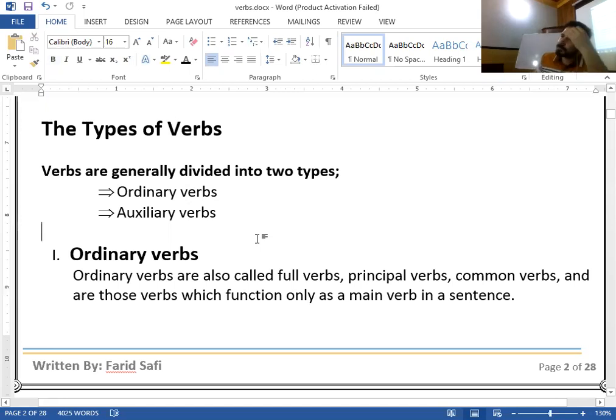It has got only one function. How many functions? One. It will always function as a father. But an auxiliary verb has got two functions. It can function as a son and it can also function as a father. As a son. But when his father is missing, it is a father. Let's take more examples to understand it in a better way.